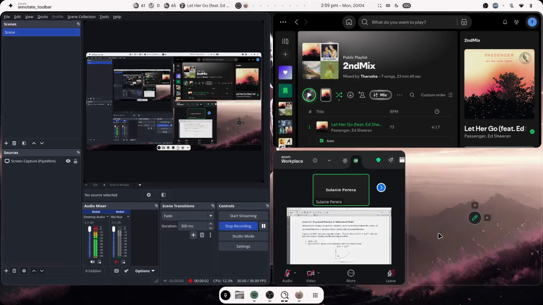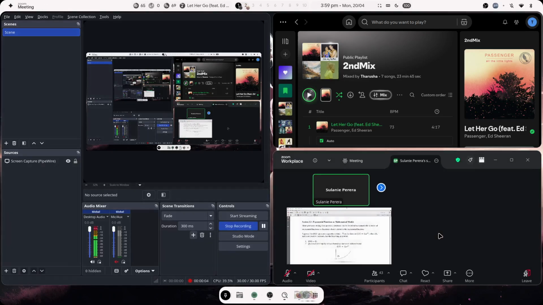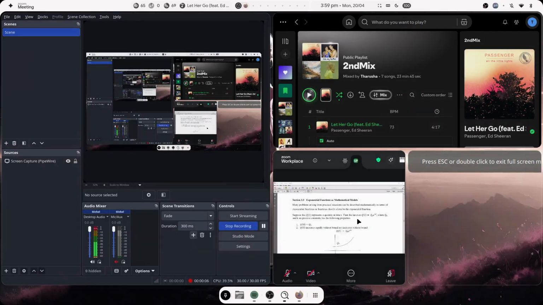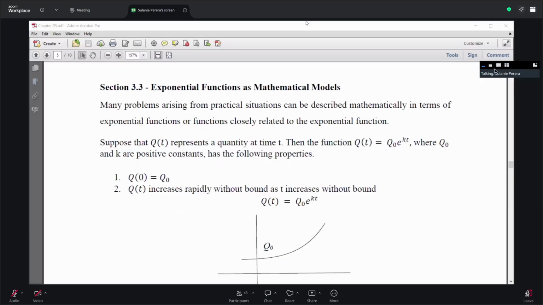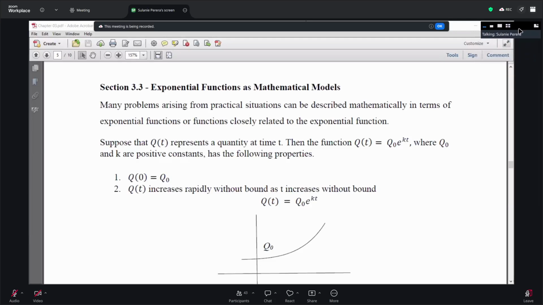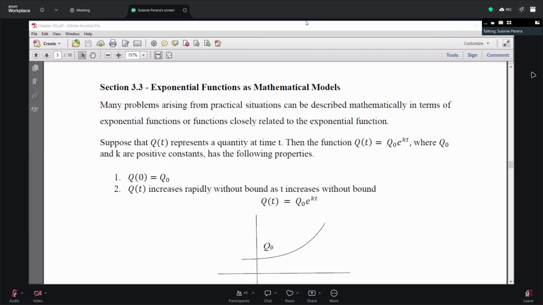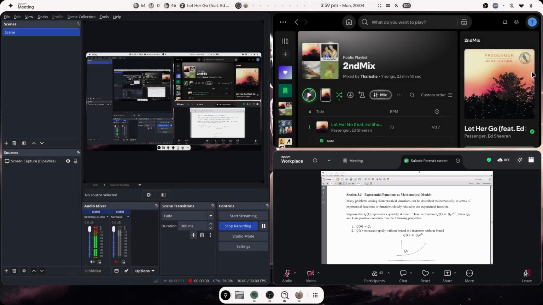So if you remember, before Aurudu, we spoke about log functions and exponential functions. Today we are going to talk about exponential functions as mathematical models. So we learned the basics of an exponential function, and today we are going to solve application type problems based on these exponential functions.